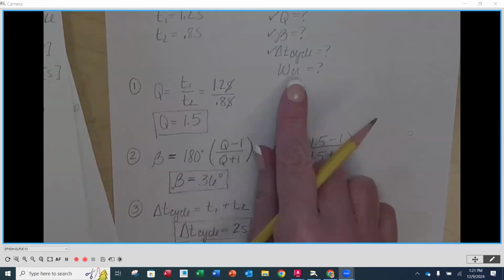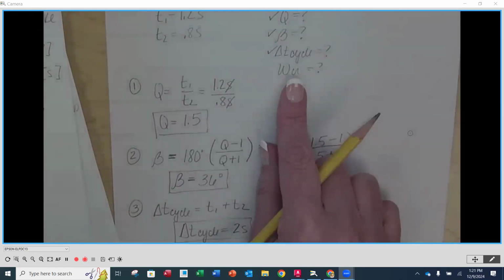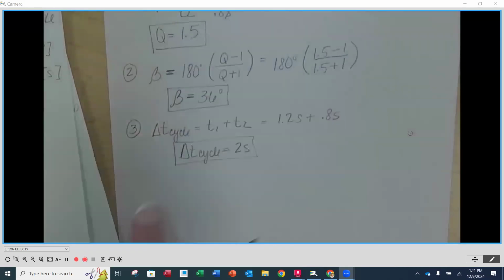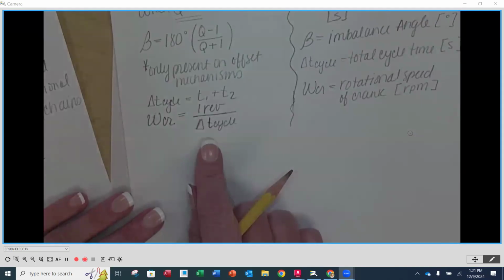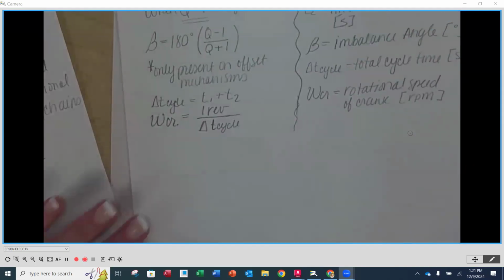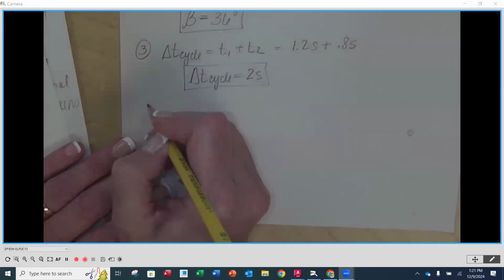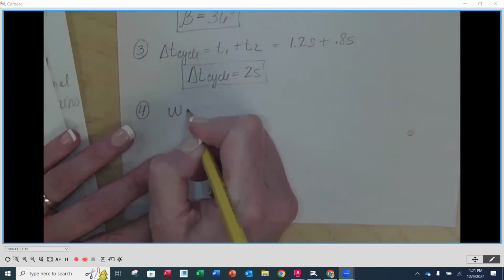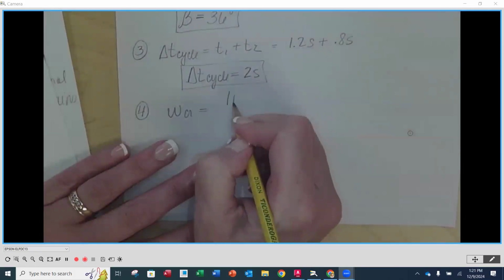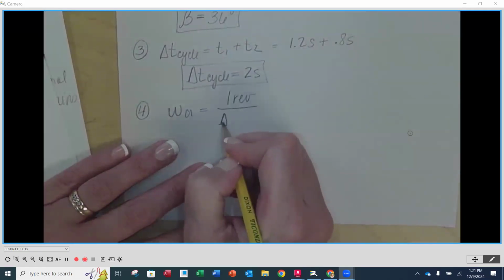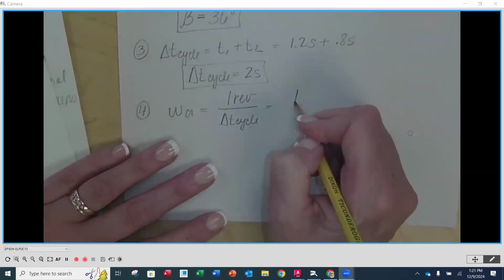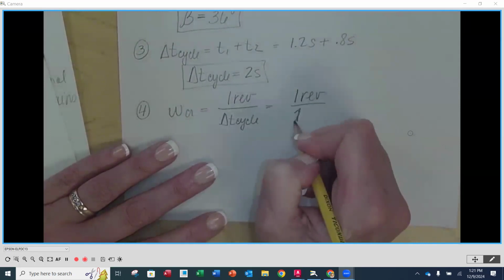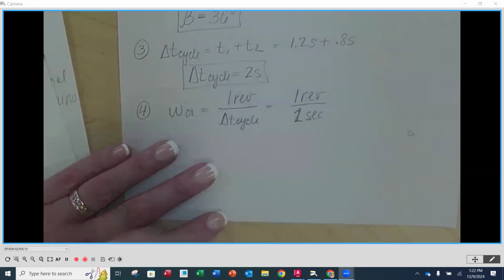And then the last one is going to be our angular velocity of our crank. The angular velocity of the crank is where we take 1 revolution of that crank and we divide it by the total cycle time. So step number 4 is going to be our angular velocity of our crank. It's going to be equal to 1 revolution divided by change in T cycle, or the total cycle time. So 1 revolution divided by 2 seconds, right? 2 seconds, because that was from the previous step here.